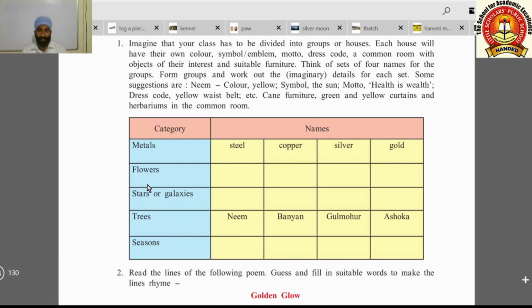These are metals. Like that, flowers you have to write here, then stars or galaxies, their names you have to write here. Collect them from the internet and write their names here, and all this you have to do in the textbook itself with a pencil. Then seasons also you have to write here.